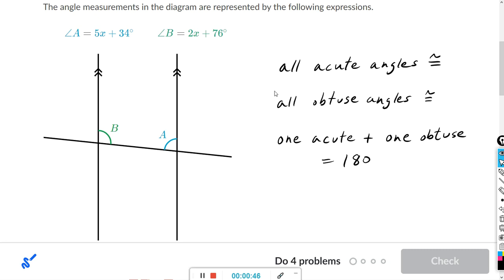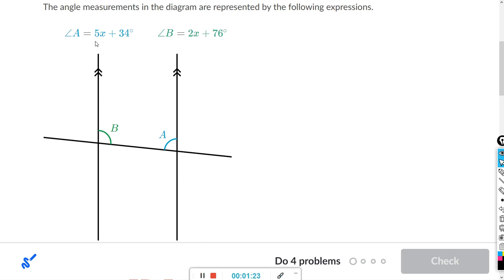Another way to look at this: if you have two parallel lines and a transversal, all the acute angles will be congruent. So all of the angles less than 90 degrees will be the same measurement. All obtuse angles will be congruent, so all the angles between 90 and 180 will be the same measurement. And if you take one of the acute angles and add one of the obtuse angles, you will get 180. So this applies when there's two parallel lines and a transversal.